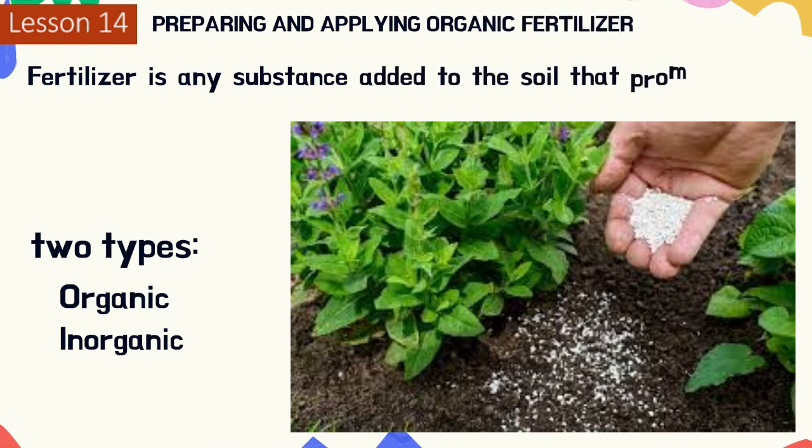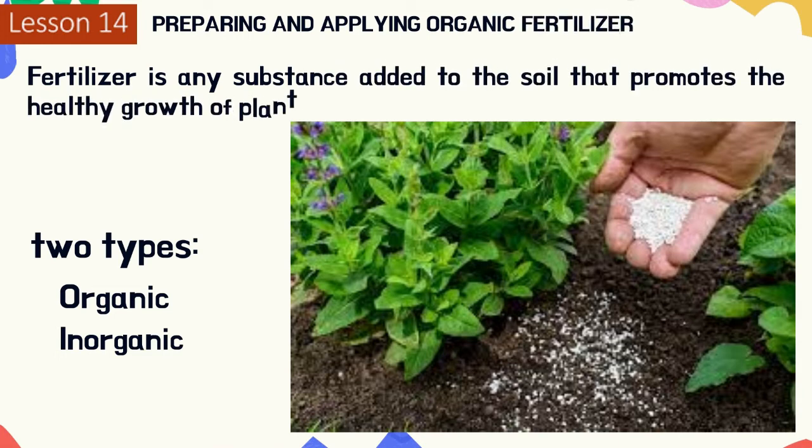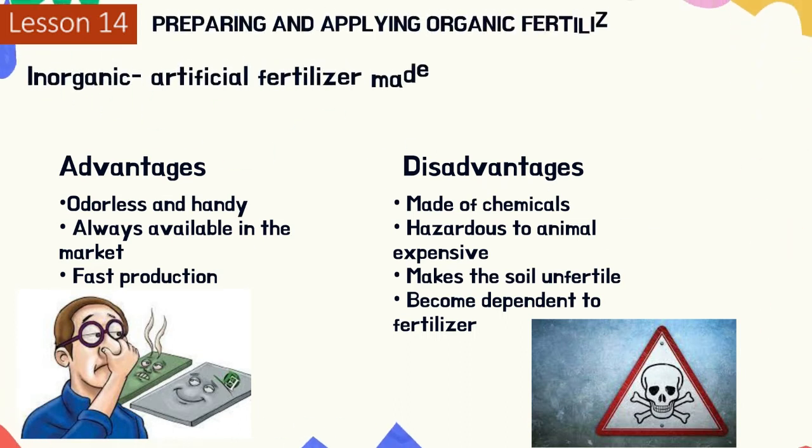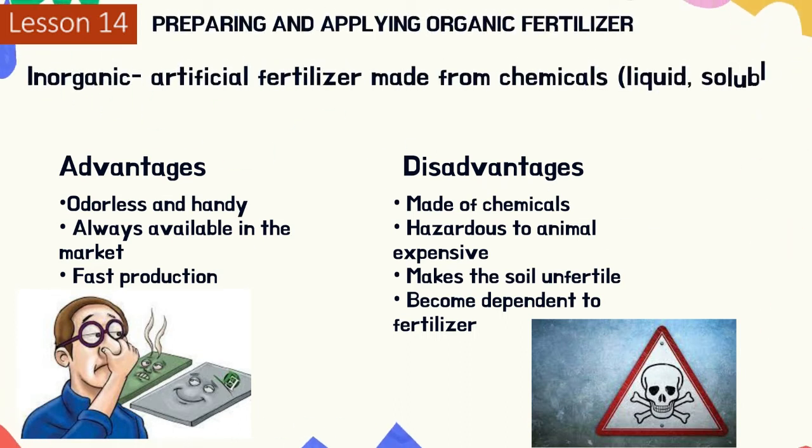Fertilizer is any substance added to the soil that promotes the healthy growth of plants. They are classified into two types: organic and inorganic. Let's define inorganic. It is artificial fertilizer made from chemicals, either in liquid, soluble, or granular form.